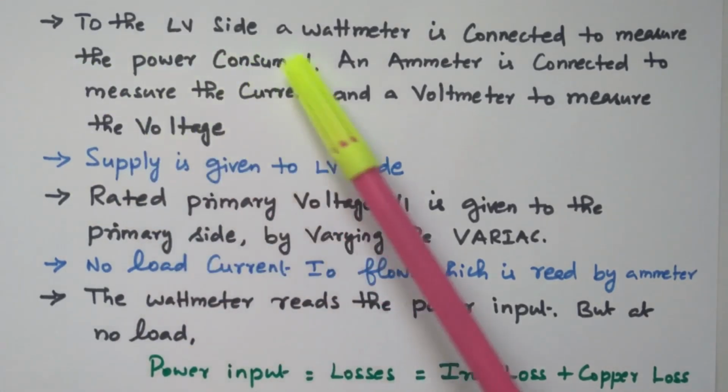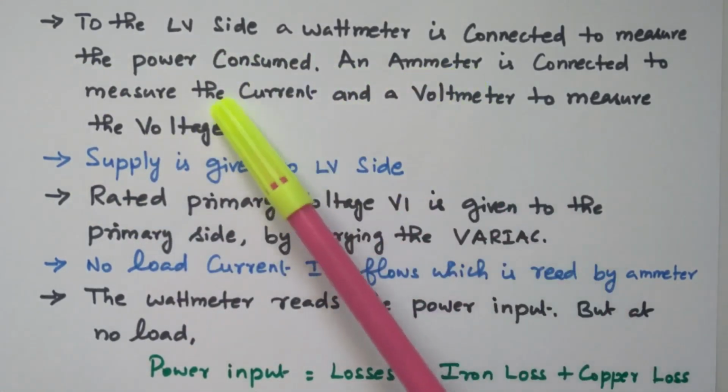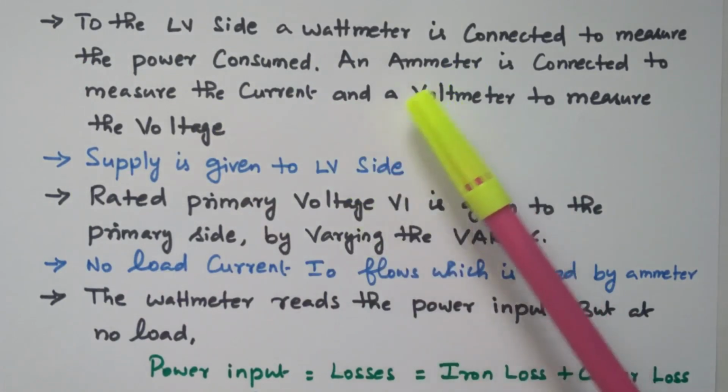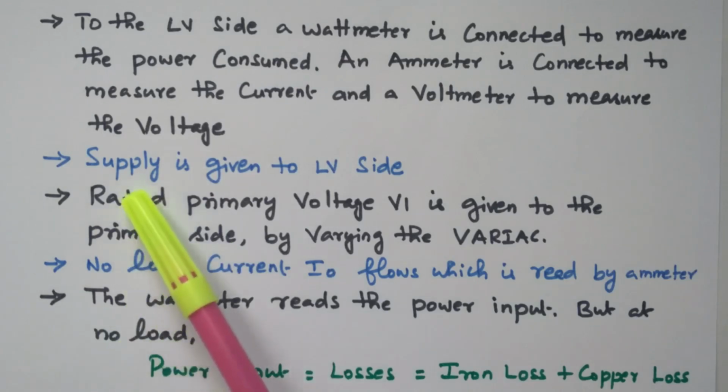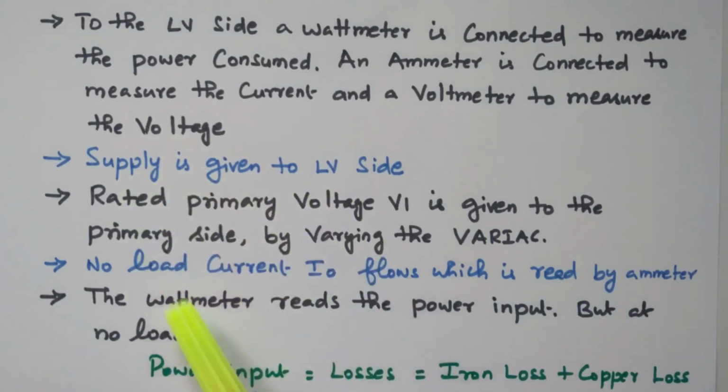To the LV side, a wattmeter is connected to measure the power consumed, an ammeter is connected to measure the current, and a voltmeter is used to measure the voltage. Supply is given to the LV side. The rated primary voltage V1 is given to the primary side by varying the variac. Now the secondary side is kept open, so only the no load current flows through the primary winding, which is read by the ammeter.